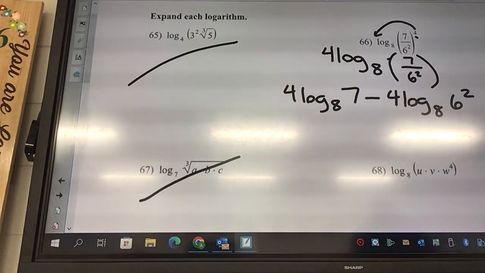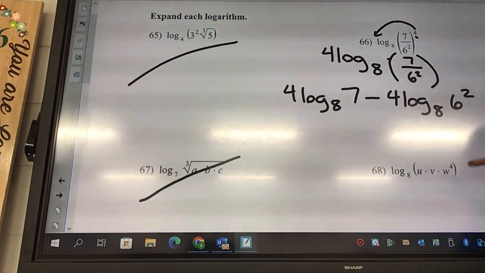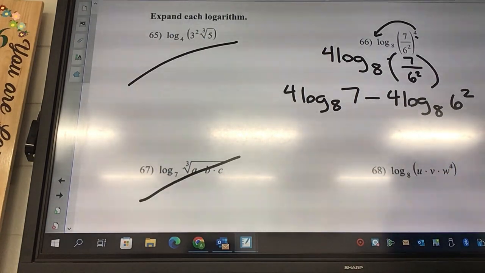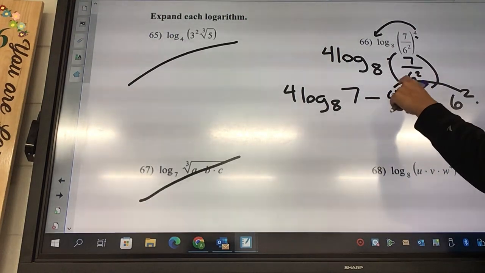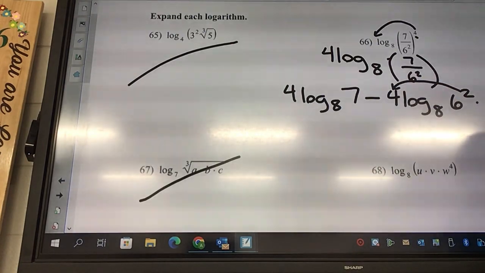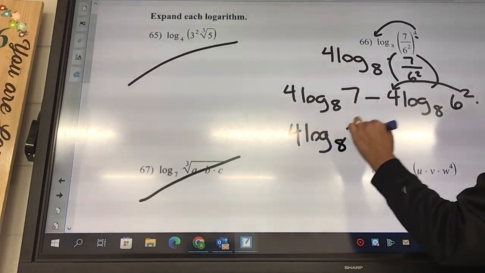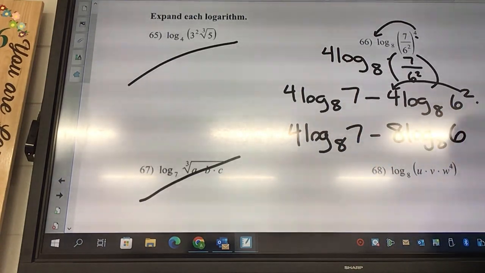Okay, so for this one, your very first step is just going to be go straight to here. So it'd be log u plus log v plus v4. Okay. Now, see how this guy, he still has a power? He needs to be moved. And what do you do when you move it up and there's already a number there? Times it. So it's going to be 4 log 8 of 7 minus 8 log 8 of 6.